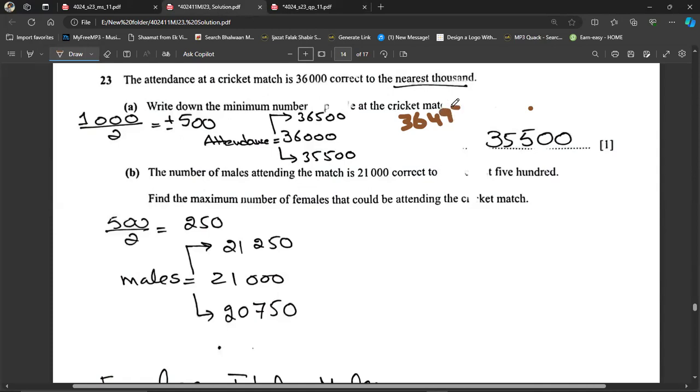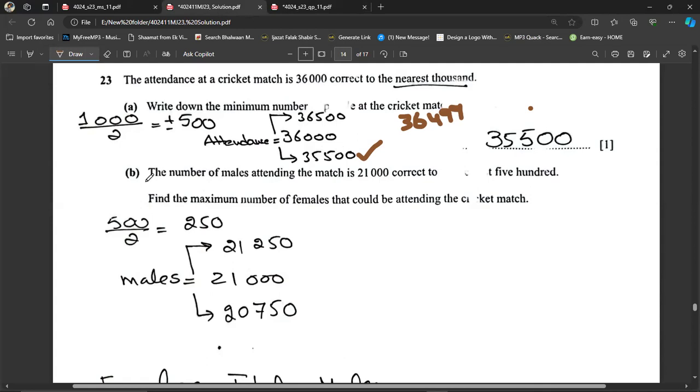By luck, he asked you the minimum people. He asked you about this. You see, instead of writing this, we should write this. Why? Because when you write this, it is automatically rounded off to 37,000. But this number is 36,000. So instead of writing this, we should have written this.